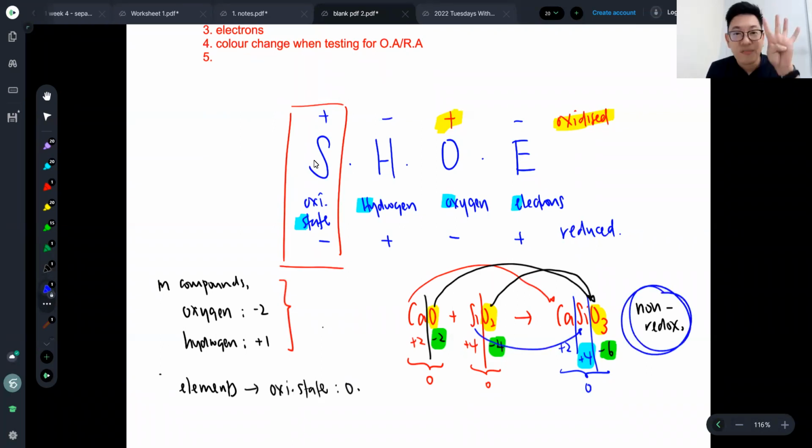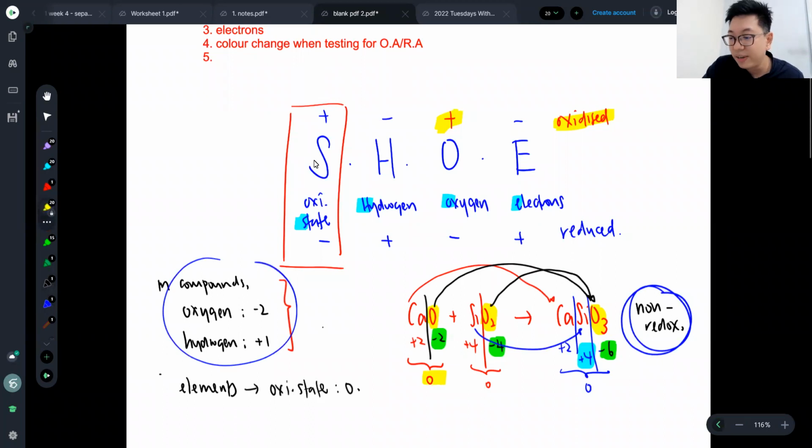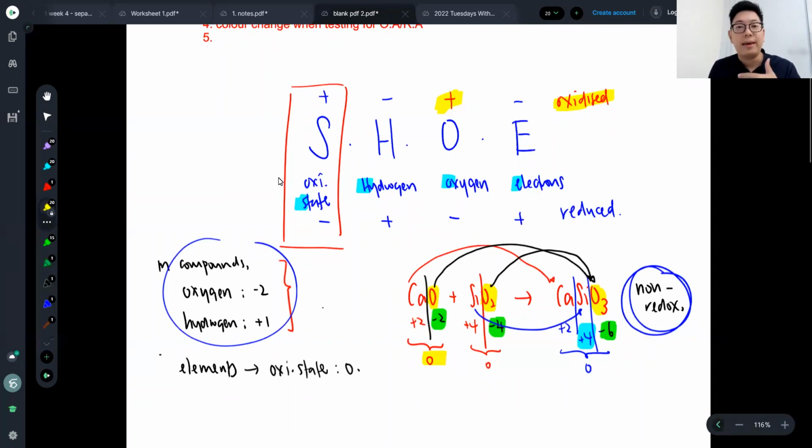So once again, although there are 4 definitions in your syllabus, I will always use oxidation state. It is the safest way to tell. I know it's a bit lengthy because you must fill in the charge, must calculate overall charge to be 0, then find the unknown. But once you get used to it, you get really quick. It takes like 1 minute. So I'd rather spend 1 minute than get tricked by oxygen or hydrogen. So always use oxidation state to tell if it's oxidized or reduced.